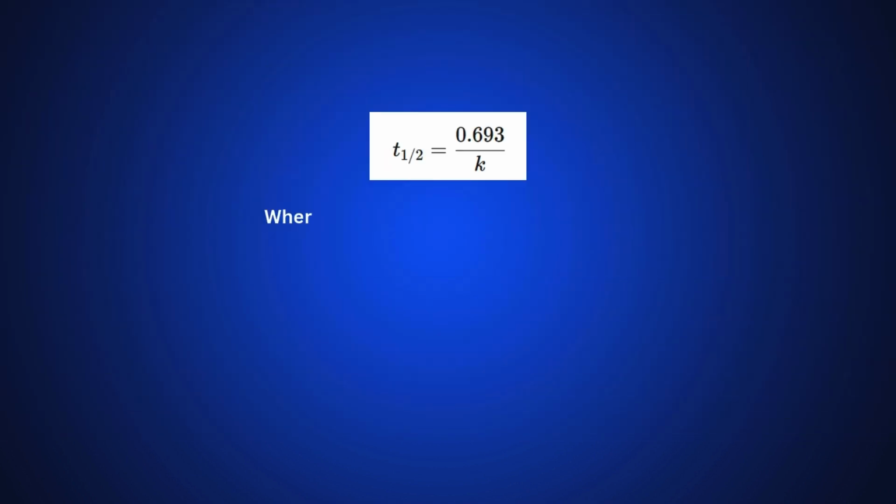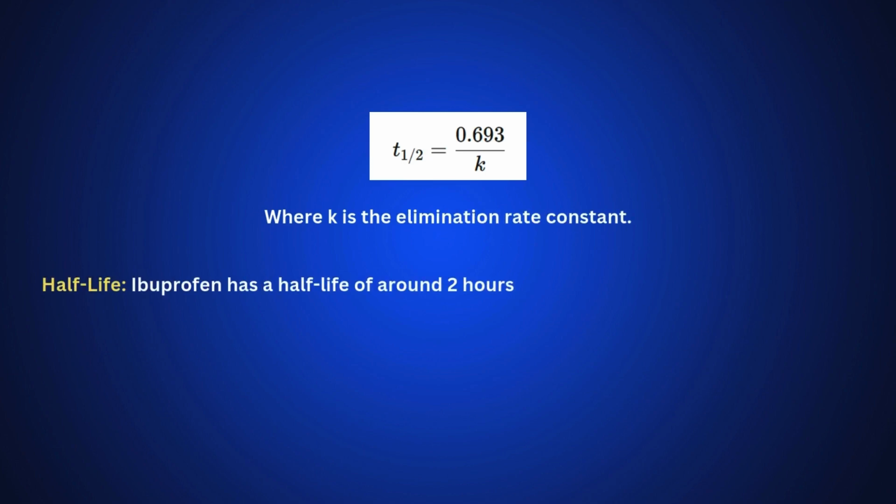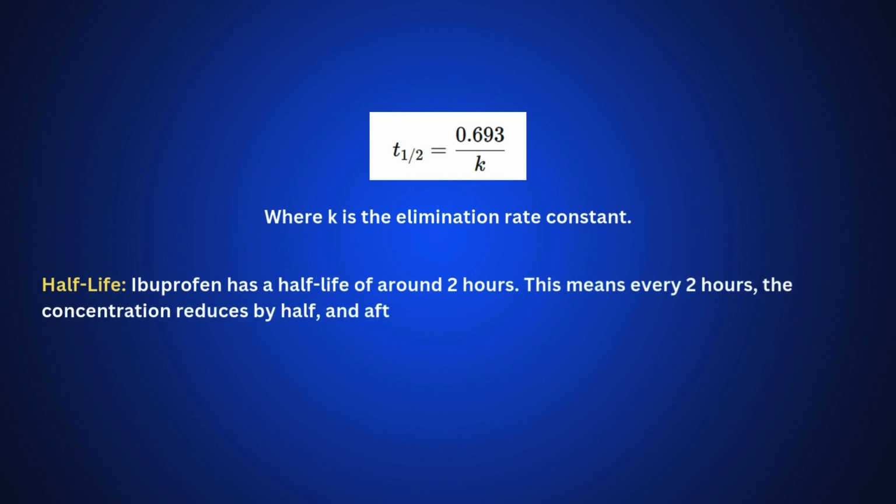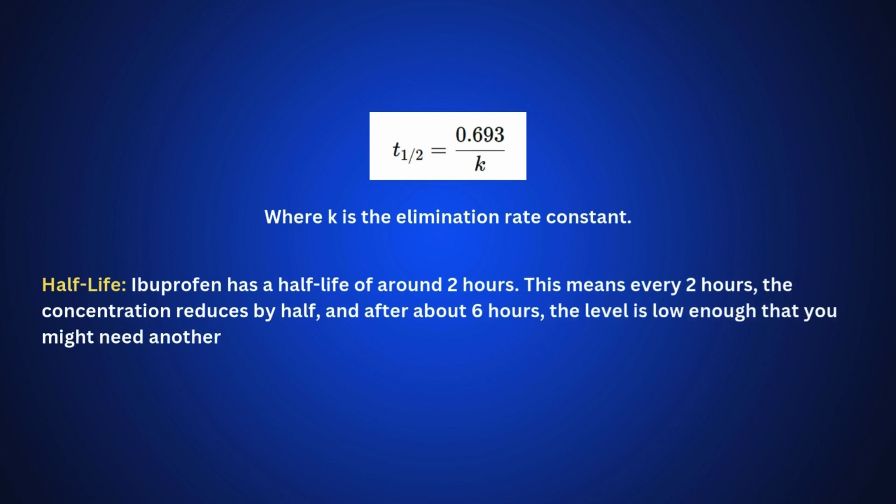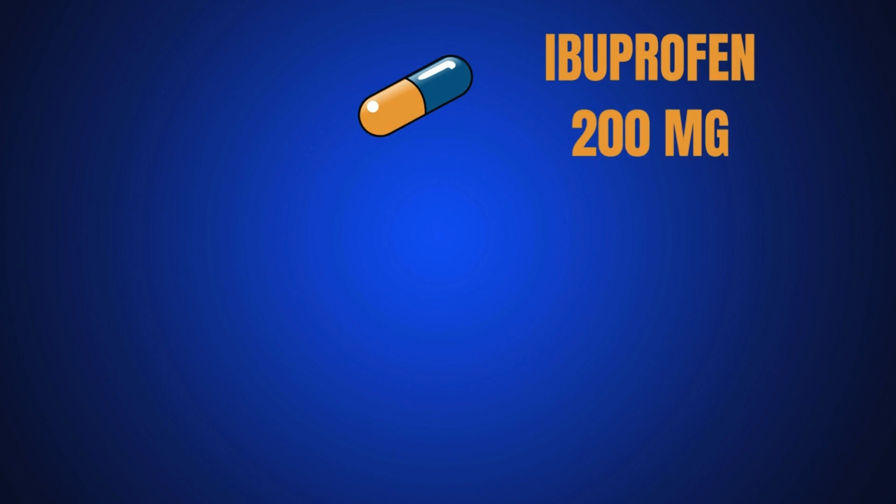By using this formula, we can calculate half-life. Let's say we got half-life of ibuprofen is 2 hours. That means every 2 hours, the concentration reduces by half, and after about 6 hours, the level is low enough that you might need another dose if pain continues. In summary, you have taken ibuprofen 200 milligrams. We got half-life of ibuprofen, that is 2 hours.